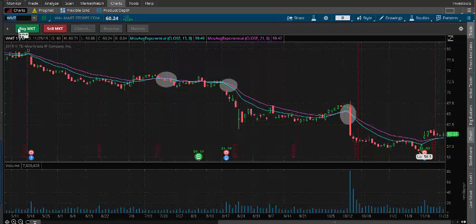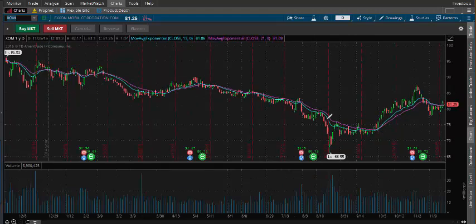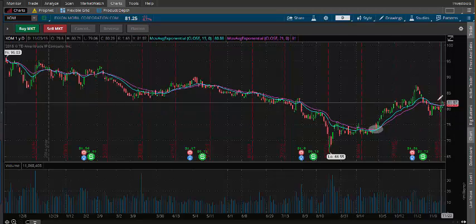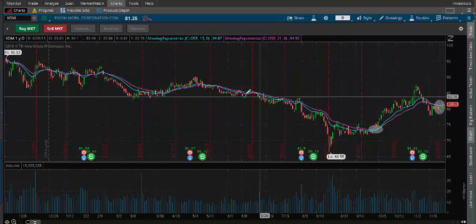Let's just pull up a few random stocks. Look at Exxon, some of the big names maybe. Let's look at ExxonMobil. Okay, good crossover to the upside here. That would have been a buy signal. Crossover back to the downside here, that would be a sell signal.